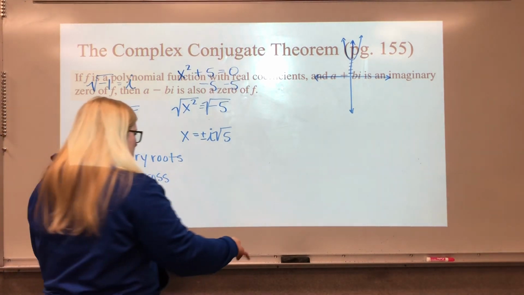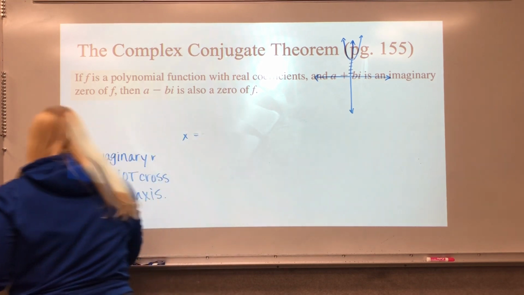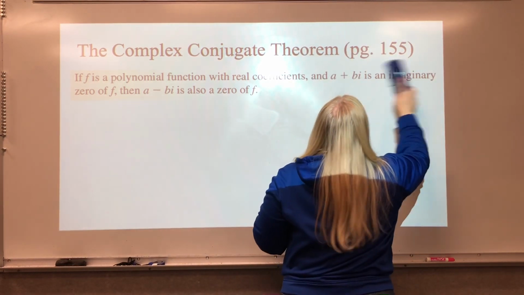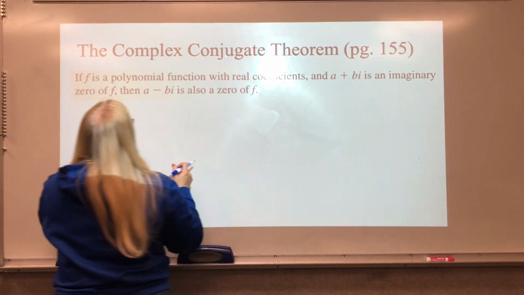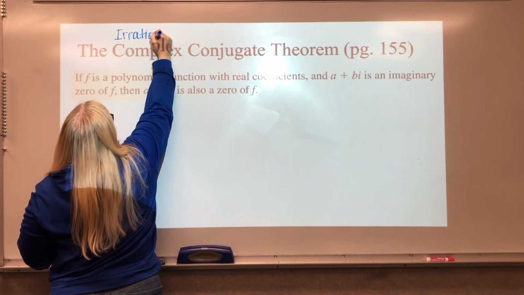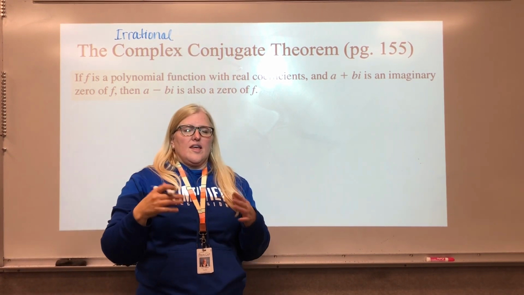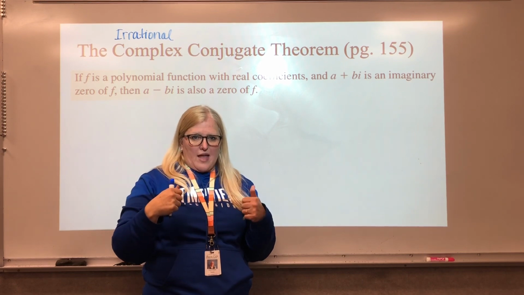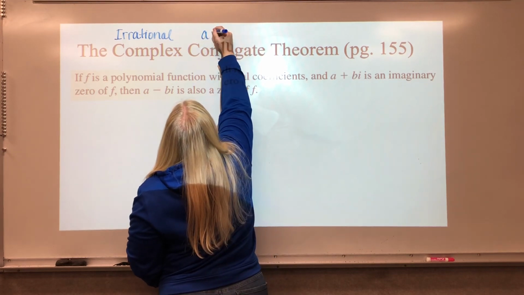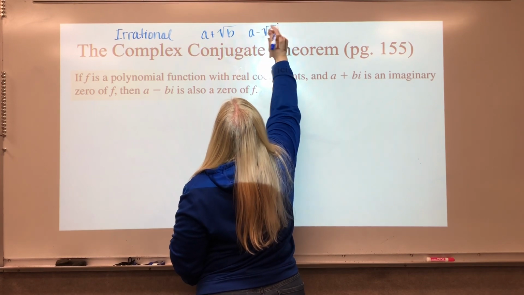this leads us into something called the complex conjugate theorem. And I'm hoping that this rings a bell a little bit and you're remembering something from a previous lesson called the irrational conjugate theorem. And that's one I was talking about, it reminds me of the conjoined twins, remember that? You can't have one without the other. And that was with irrational numbers where if one of your roots is in this form, then one has to be in this form and vice versa.